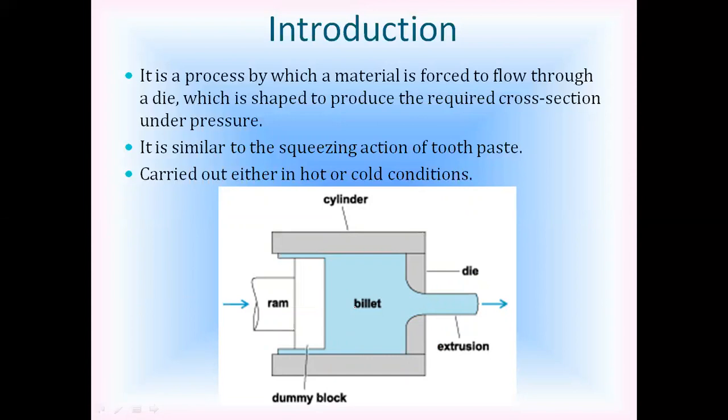At home you use toothpaste, and this is the same mechanism as extrusion. You have seen that if you want the toothpaste to come out of the bottle, you apply pressure from one end, and at the other end, where there is an opening, the toothpaste comes out. This is the toothpaste bottle through which the toothpaste needs to be taken out.